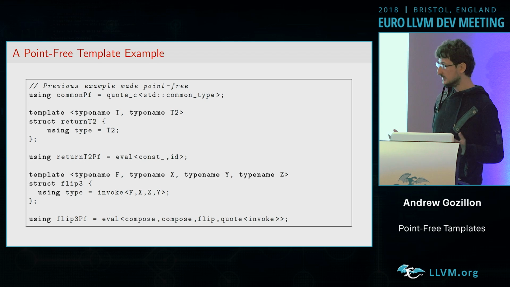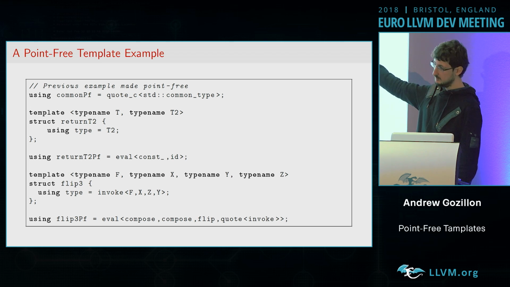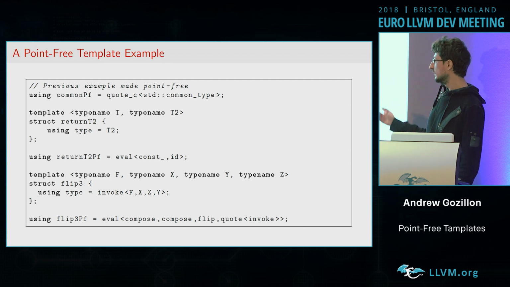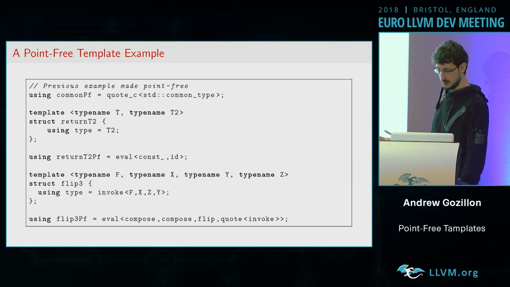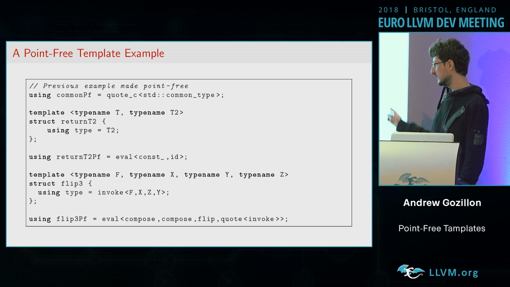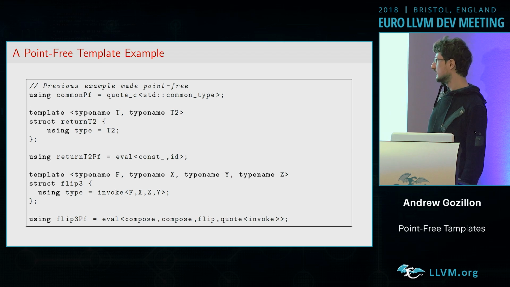So what does a point-free function look like in our template API? In this case, the top is the standard common type template we showed earlier. It's now curried and point-free, because we just stuck it in a quote underscore C. And it's going to be able to be used with an eval and passed values. And then we've got return T2, which is actually the same as the Haskell version earlier on. It just returns the second parameter and discards the first.